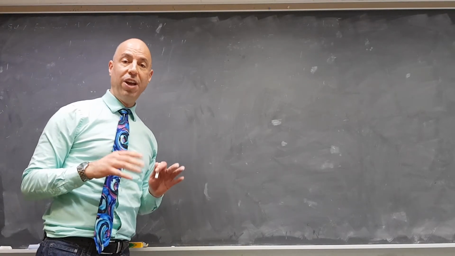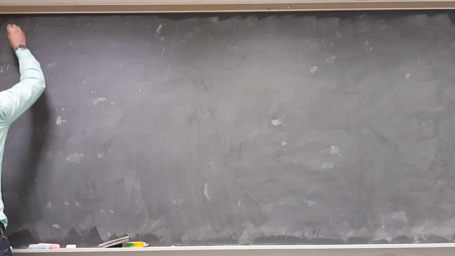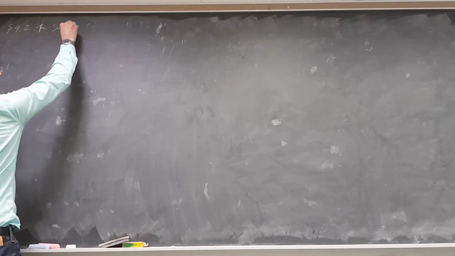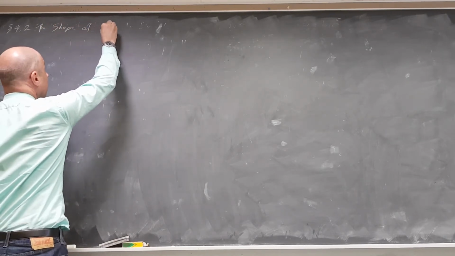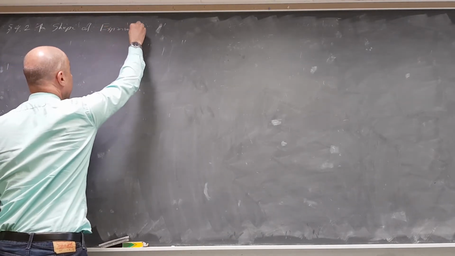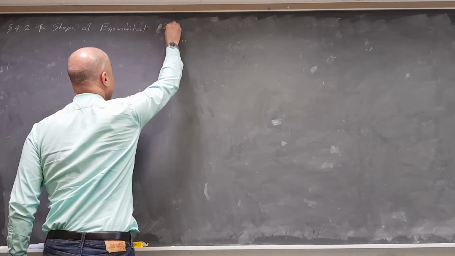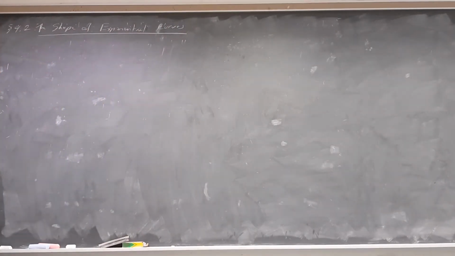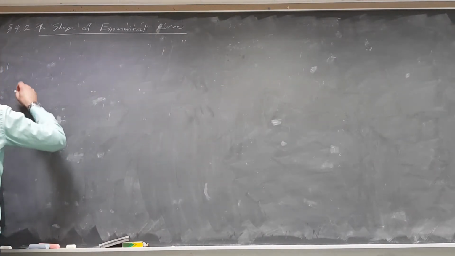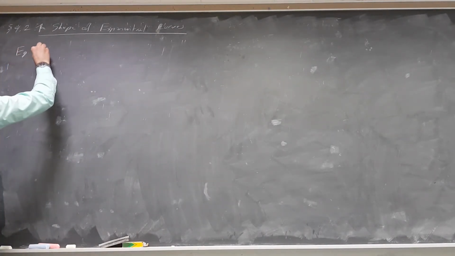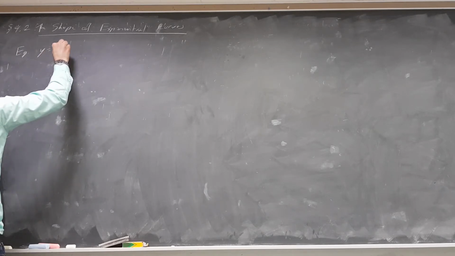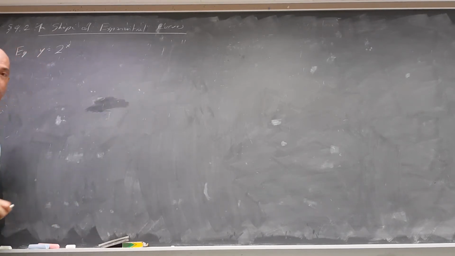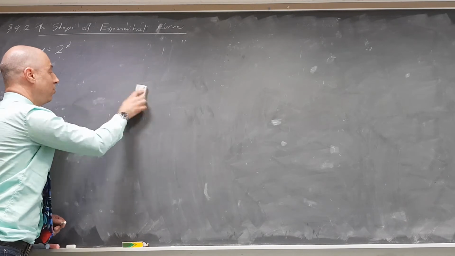I want to take a look at the shape of some exponential functions. We've already seen the shape of a few of these curves. Let's start off with y equals 2 to the x. I'll use x as my independent variable when we're drawing right now. We could have just as easily used t.